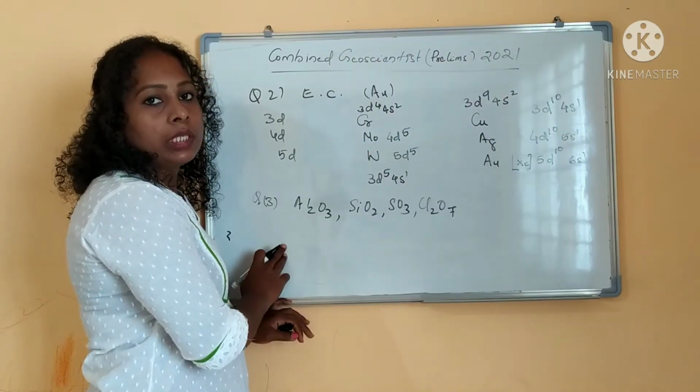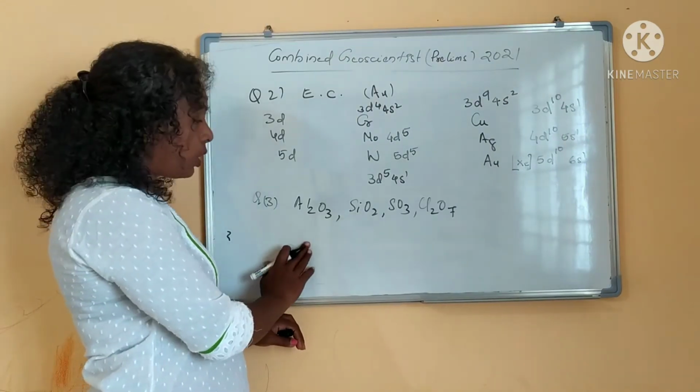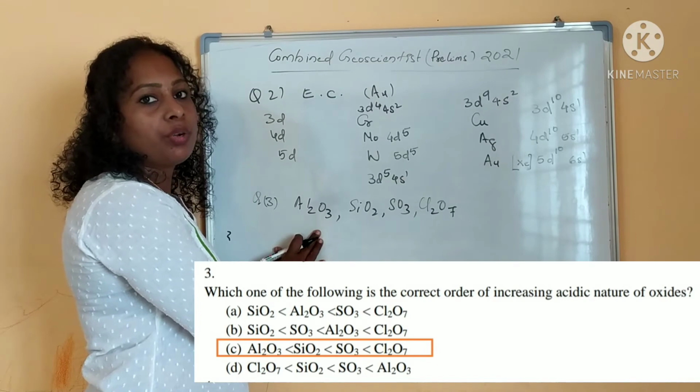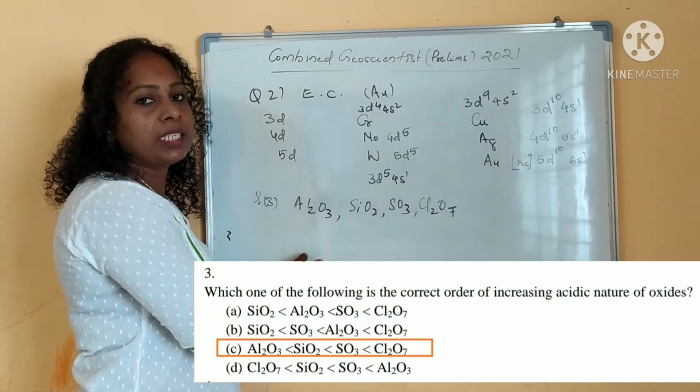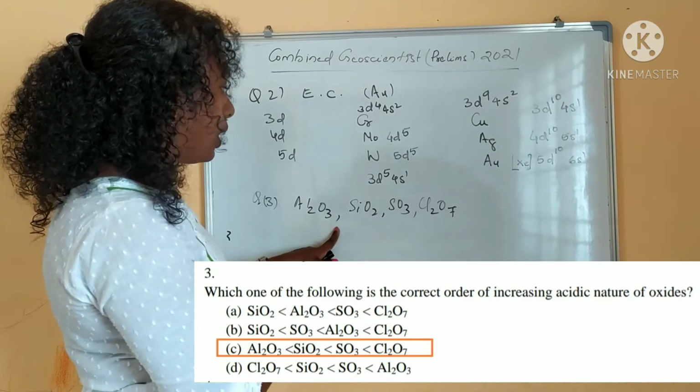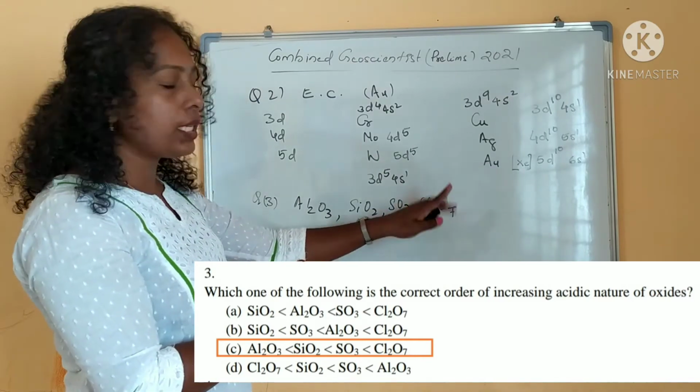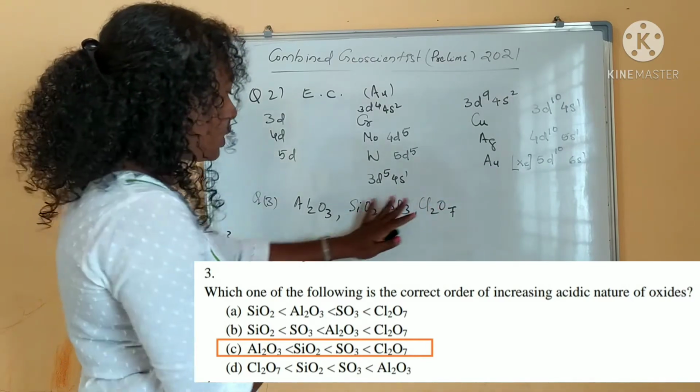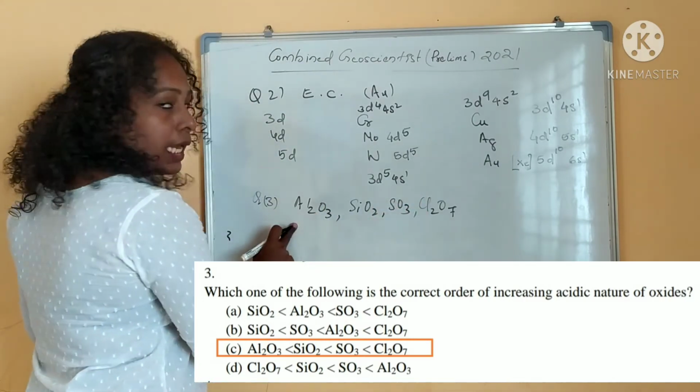Question number 3 is regarding the acidity of the oxides. They have asked for the increasing order of acidity, and your answer is Al2O3, SiO2, SO3, Cl2O7. This is the order of acidity. So your answer is this.